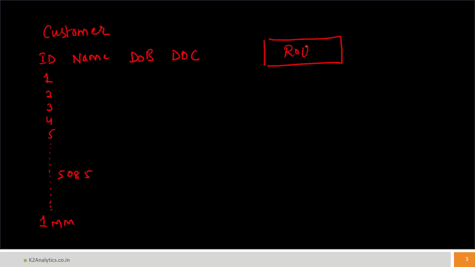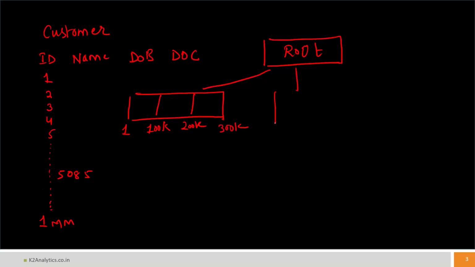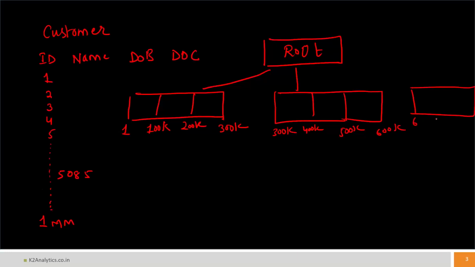So this is a root. Now we have millions of records. The B tree would store data something like this. This is one of your internal nodes. Here information is say 1 to 100k, 100k to 200k, and 200k to 300k. And then here you have another node which has from 300k onwards to 400k, 500k, and up to 600k, and like that you would have here from 600k, 700, 800, 900, and 1 million completely.